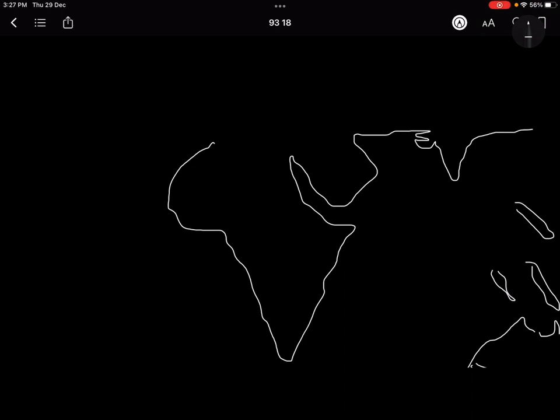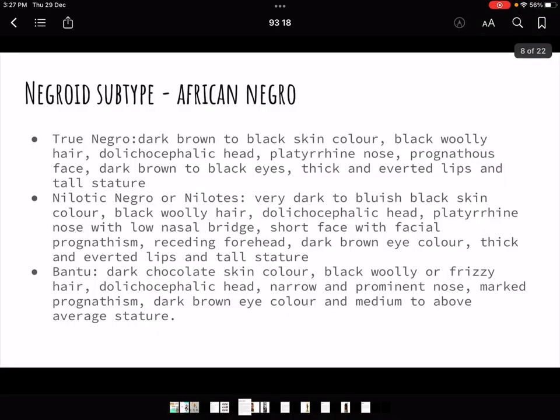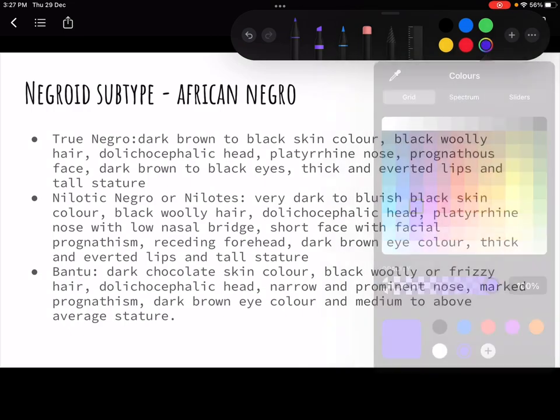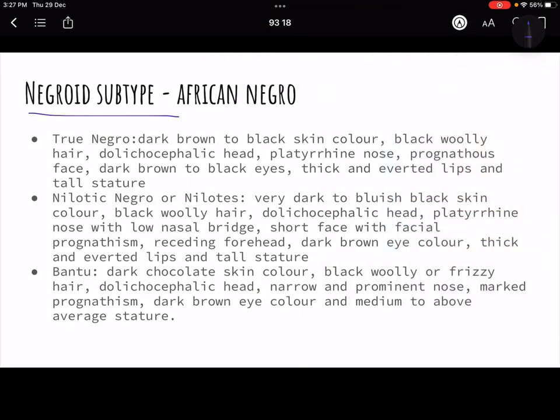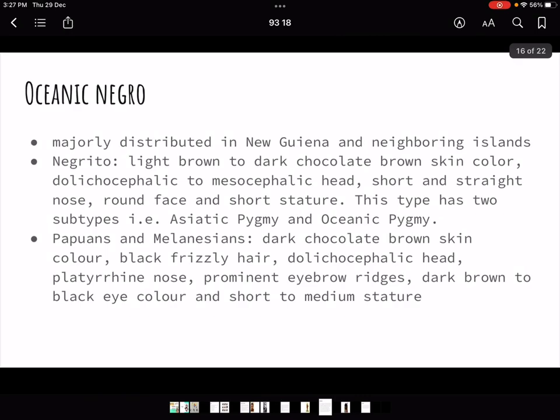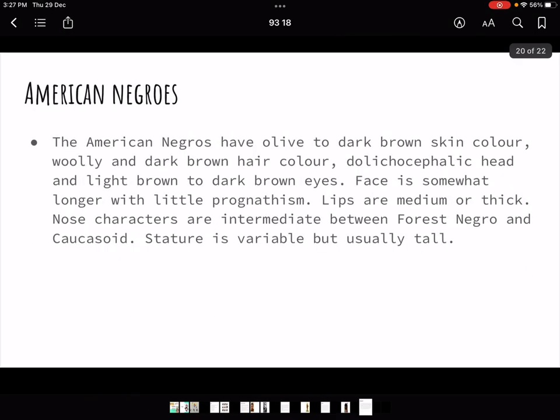So let's start now, okay. The first one that we are studying is the Negroid subtypes. Negroids are divided into 3 categories. If we look at the bigger categories, we have the African Negroes, then the Oceanic Negroes, and then the American Negroes.